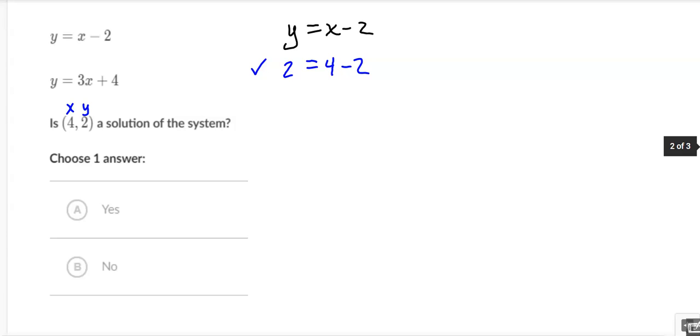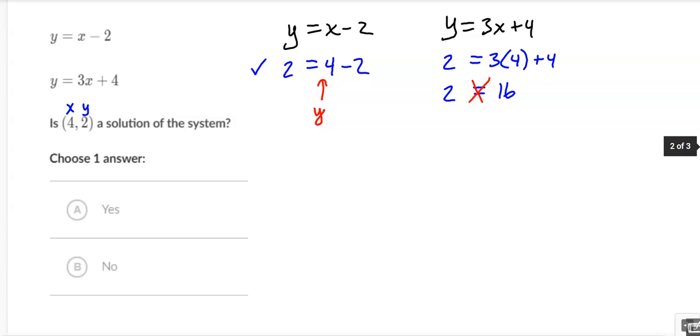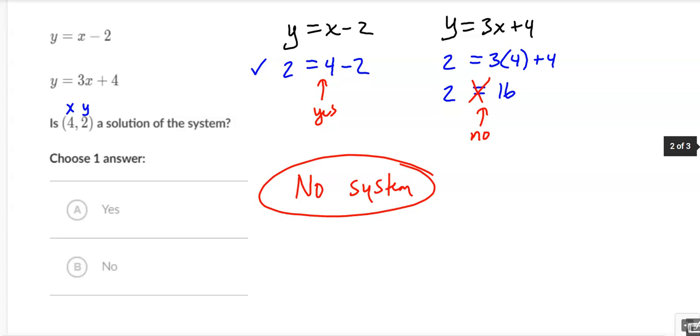Then I'll try the next one, which is y equals 3x plus 4. And plugging values in, y is 2, x is 4. And this one, no good. 12 plus 4, I get 16 equals 2, which of course is false. So it's a solution to this one. I got a yes for this one, but I got a no for this one. So it's no for the entire system. All right, no solution for the whole system.